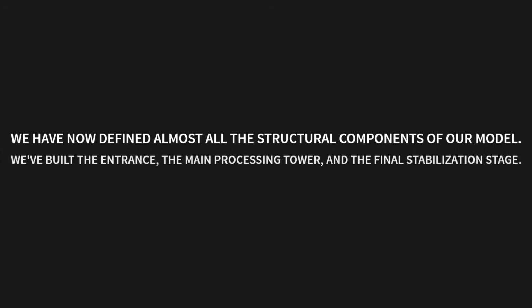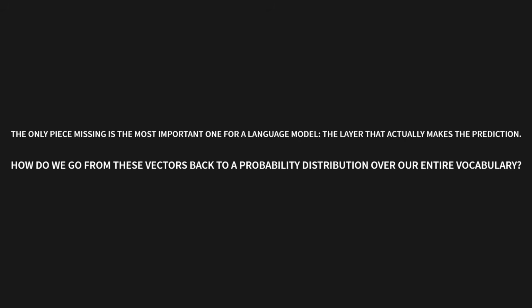We have now defined almost all the structural components of our model. We've built the entrance, the main processing tower, and the final stabilization stage. The only piece missing is the most important one for a language model, the layer that actually makes the prediction. How do we go from these complex, refined vectors back to a probability distribution over our entire vocabulary?